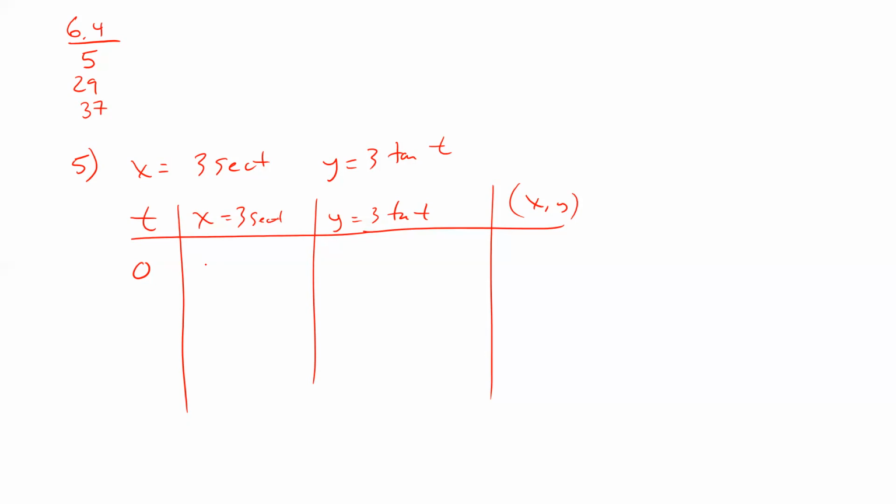So as you plug in, this will be 3 times secant of 0. And we'll put our final answer over here. All right, well, let's jam here. Let's do secant of 0. That's no fun because we just don't think about secant.